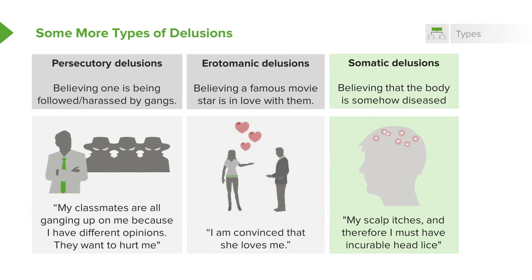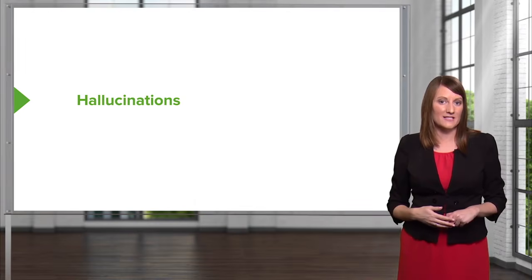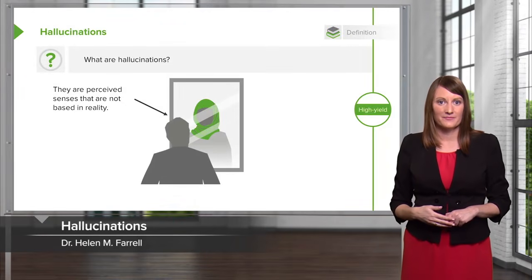And somatic delusions are the belief that the body is somehow diseased. So consider the case example of a patient saying, my scalp itches, and therefore I must have incurable head lice, when in fact there's no obvious explanation for their scalp itching, and the doctor has ruled out that they have lice. Now let's consider hallucinations, another type of psychotic symptom.